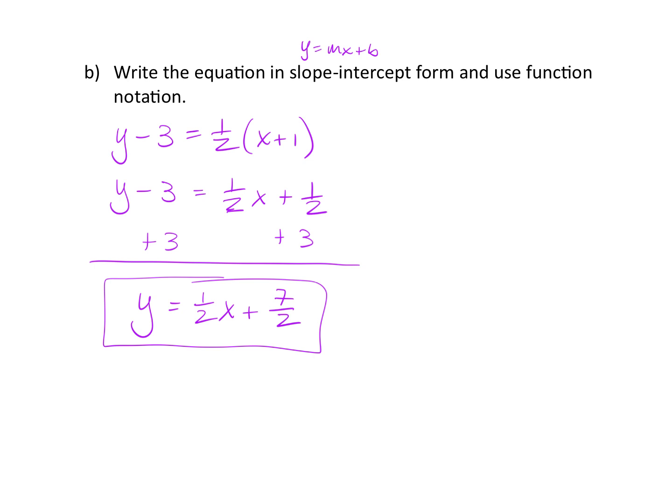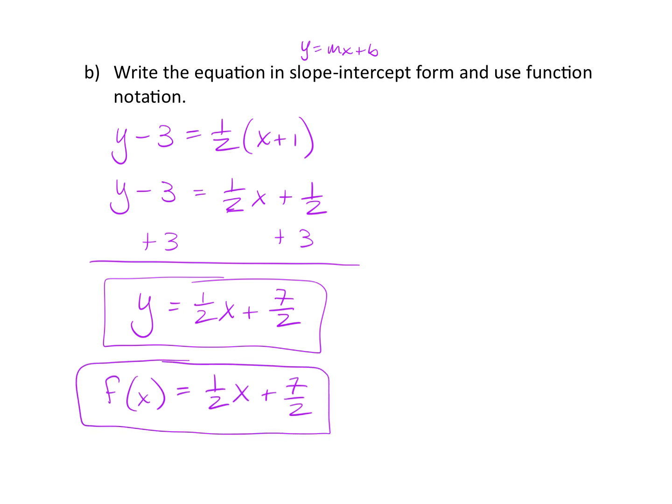Oh, and function notation. That's where you use a fancy form of y. So instead of writing y, we use the notation f of x. f of x equals 1/2 x plus 7/2. So f of x is just a fancy way of saying y, called function notation. We're going to talk much more deeply about function notation in a future lecture, but I think it shows up a little bit in your homework right now. So that's all you need to know for now, is that f of x is just a fancy way of writing y.